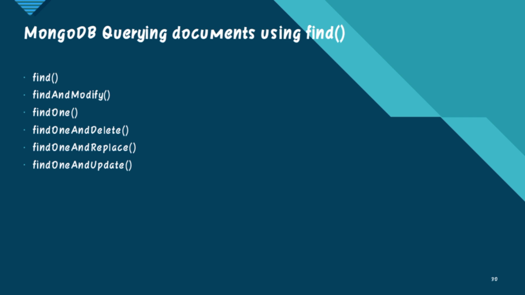Find one and replace. The find one and replace method replaces the first matched document based on the given selection criteria. By default, this method returns the original document. To return the replacement document, set the value of the return new document option to true. It takes 8 parameters. The first parameter is the selection criteria and the second parameter is the replacement document and the others are optional.